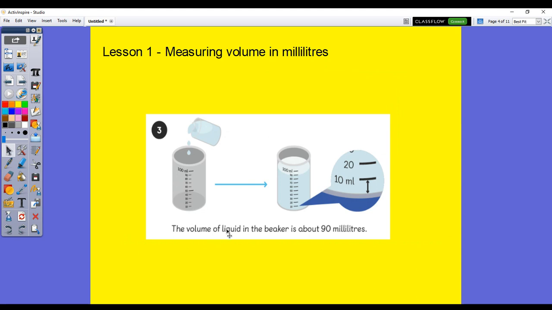So the volume of liquid in this beaker, can you see it's not all the way to the top. So they've poured the water in here. It's not all the way to the top. It's about 90 millilitres. We can check that measuring all the way up to the line. It's about 90. It hasn't reached the top.